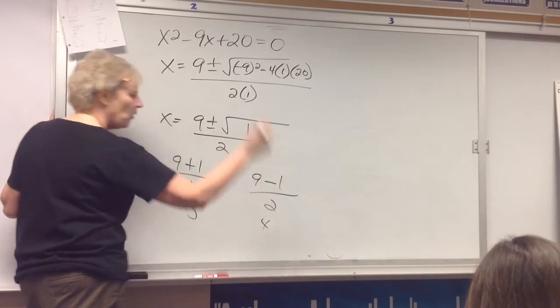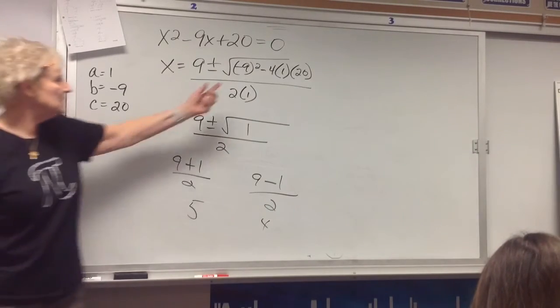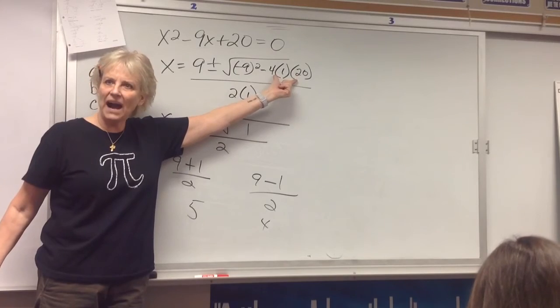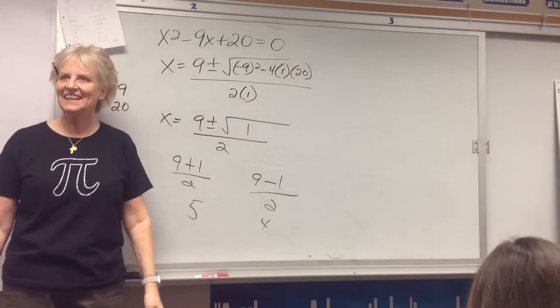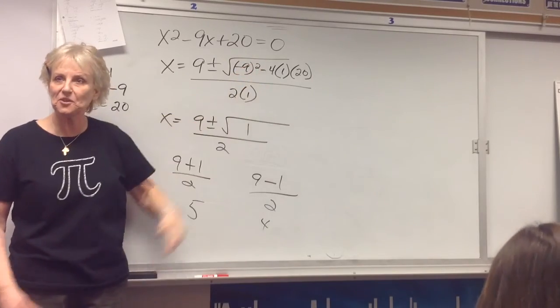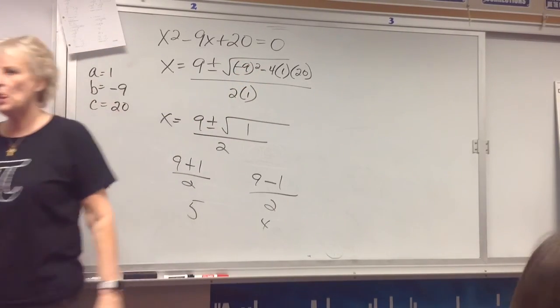5 and 4. How did you get more? That's what I got, 1,600. It's 81 minus 80. You've got to figure out what your problem is with this discriminant here. Go ahead and turn that off then.